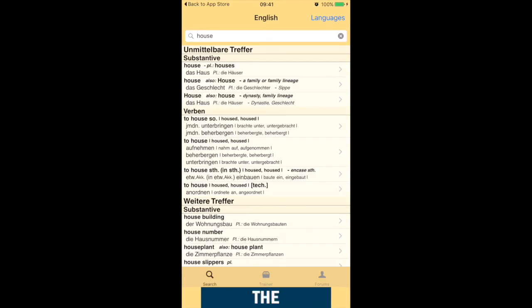Because it's a das word, if you were looking up a das word in a dictionary, you would see house and the letters NT beside it. NT is neutral, from the Latin neutrum, which signifies that the German word is das.